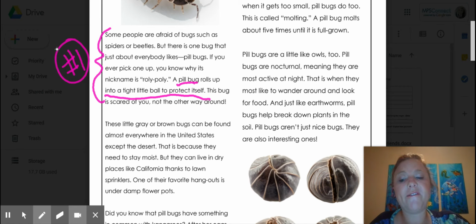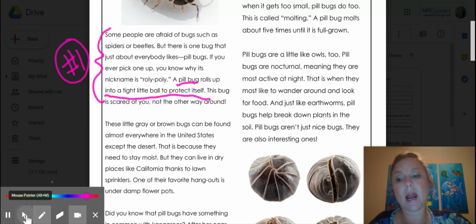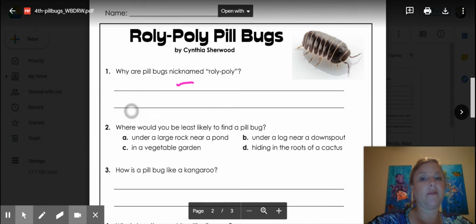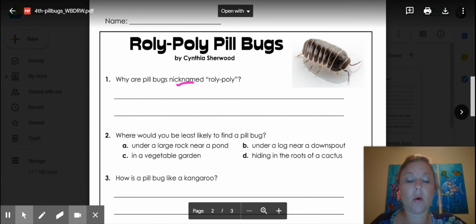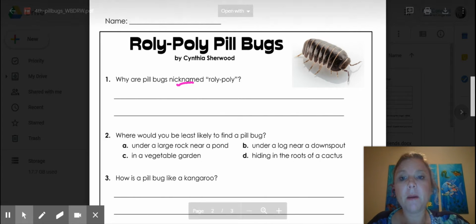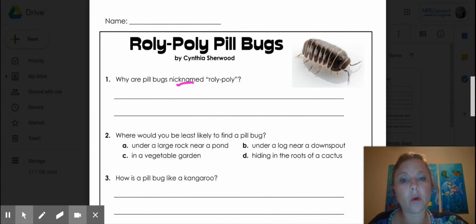Okay, well, I also found it in paragraph 1. So when I go back down to my text, because of the space, I'm not going to type it, write it, but I would say, stated in paragraph 1, pill bugs' nickname is roly-poly because they decide to roll up in a tight ball when they are scared. Then I go to number 2.